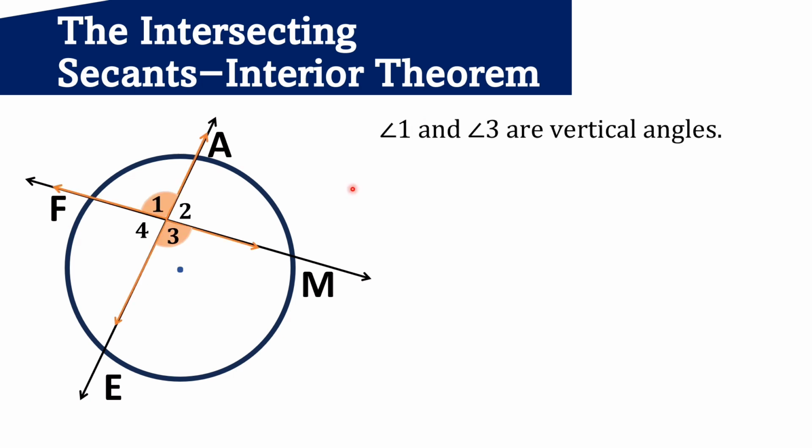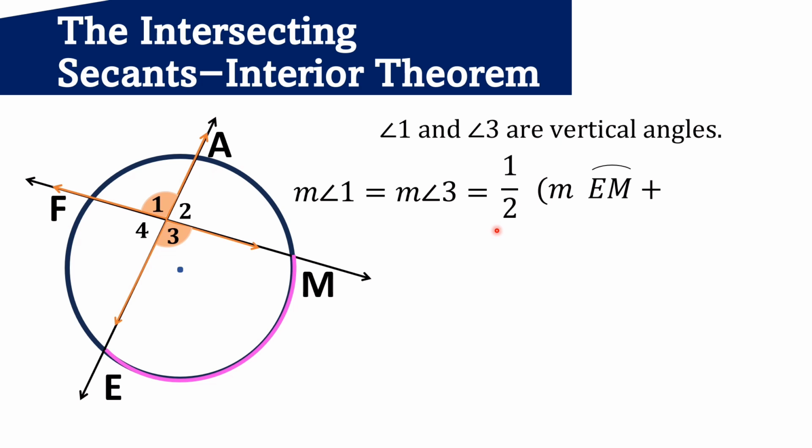Angle 1 and angle 3 are vertical angles. Hence, angle 1 and angle 3 are congruent. Also, the measure of angle 1 is equal to the measure of angle 3. That is, from the intersecting secants interior theorem, the measure of angle 1 is equal to the measure of angle 3, that is 1/2 the measure of arc EM plus the measure of arc AF.